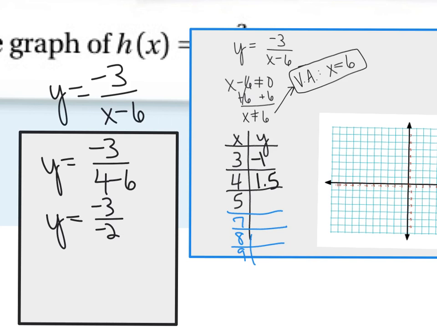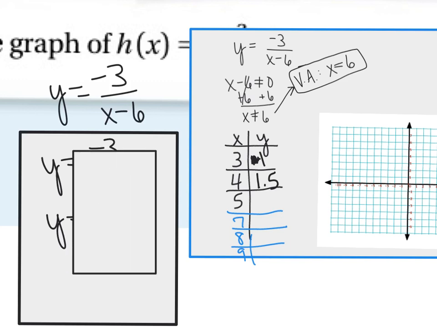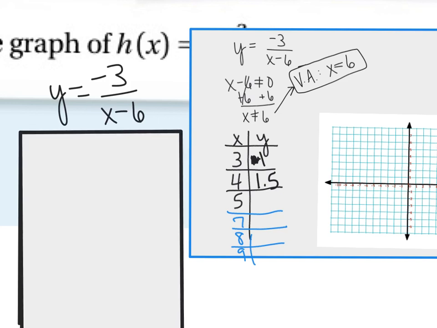Sorry, that last one, actually, that was a negative divided by negative. That would have been a positive one. Sorry about that. And if we put in a 5, that would be negative 3 over negative 1, and that would be a positive 3.